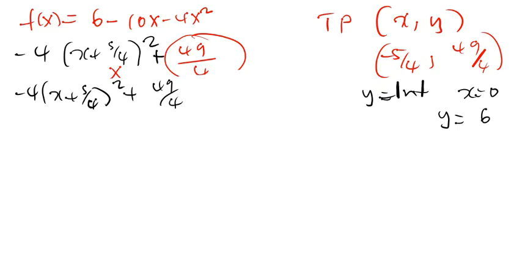So now this is what I have. Instead of wasting time using the quadratic equation formula, you are going to waste time actually. The best way, what you can do from here, just equate everything equal to 0. Shift this to go to the other side. So you have negative 4 times x plus 5 over 4 squared is equal to negative 49 over 4.